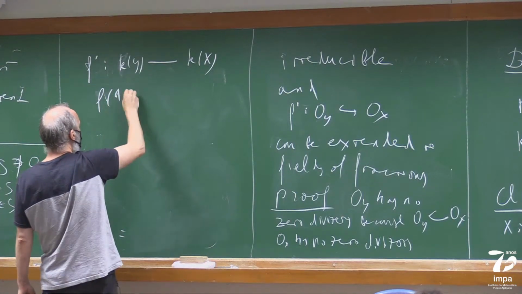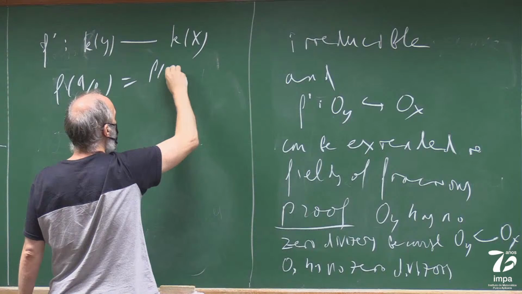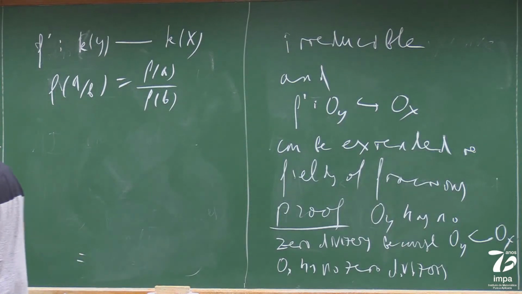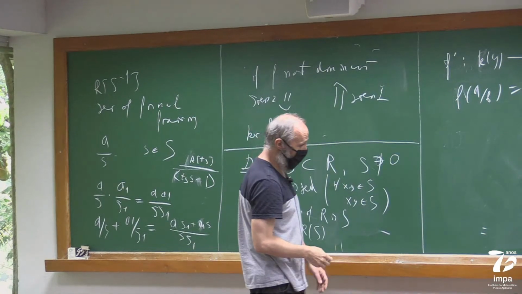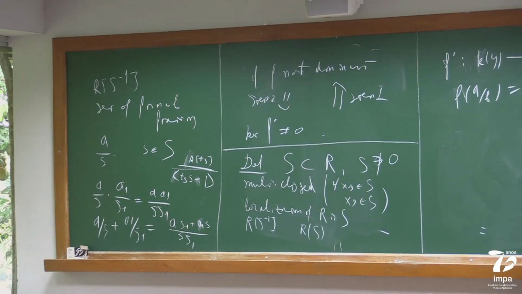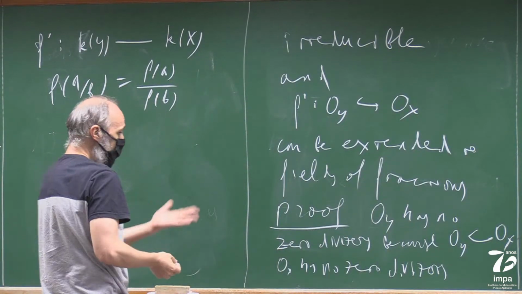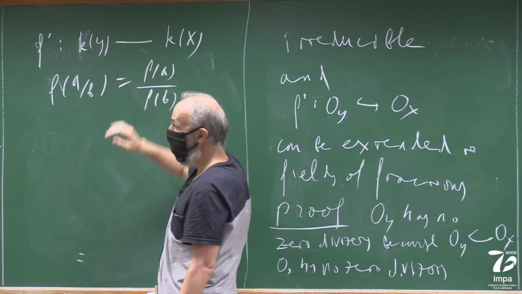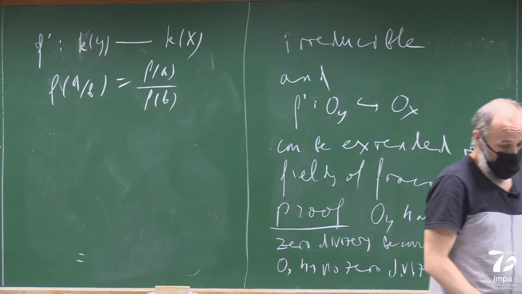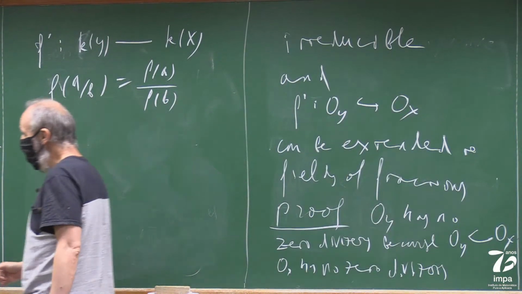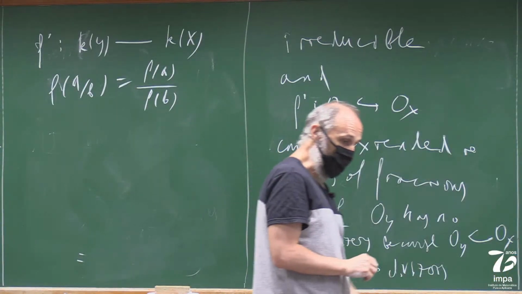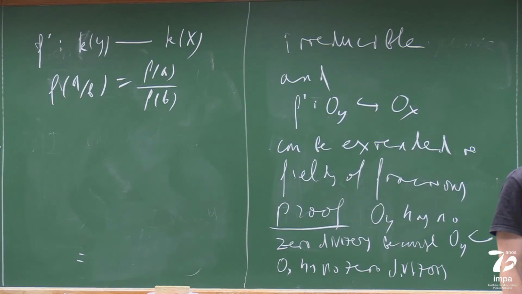by taking f of a quotient by b is equal to f of a quotient by f of b. And then we check that these equations which define the multiplicative and additive structure on the fractions are compatible with these maps, which is clear by definition. So we need to define this map. We do it formally without any problem because the formal definition of fraction field is compatible with this kind of homomorphisms. Clear?